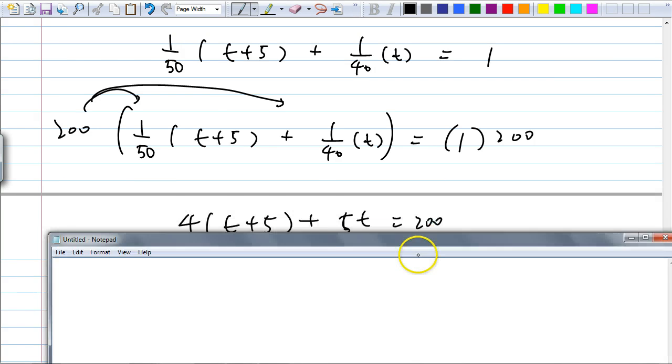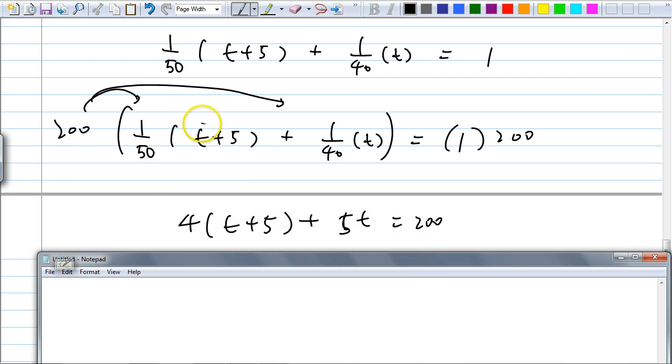Good. Do I need to multiply this 200 to T plus 5? Do I need to distribute it there? No, you're multiplying 3 things, aren't you? How do you multiply 3 things, guys? You're multiplying 200, 1/5, and then this binomial. You multiply 2 at a time. You just multiply 200 times 1/5 and it becomes 4. Then you distribute that 4. Does that make sense? Don't multiply 200 inside the T plus 5, right?